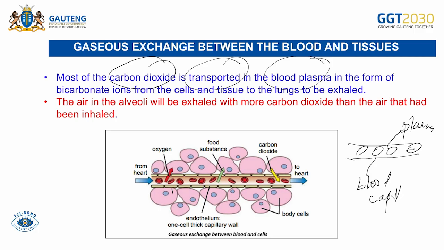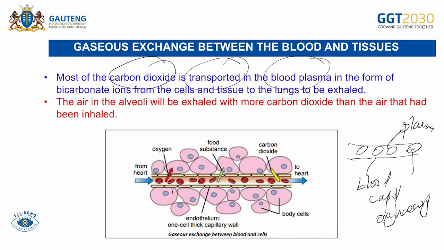Now, in this fluid called plasma, oxygen is going to dissolve. So the first form in which oxygen is carried is in solution in the plasma. The second most important form is that oxygen is going to be carried in the form of oxyhemoglobin. So the two forms in which oxygen is carried are solution in the plasma and oxyhemoglobin in your red blood cells.